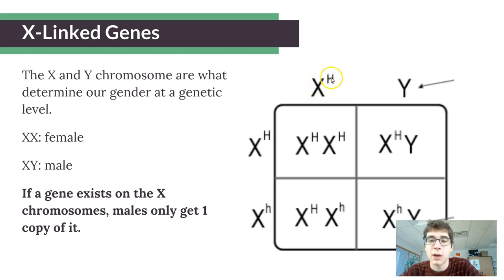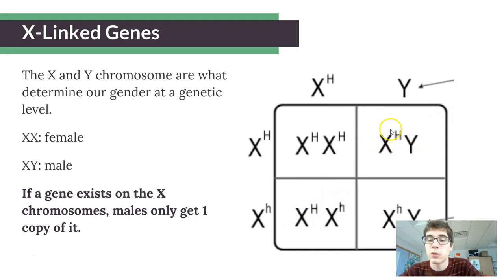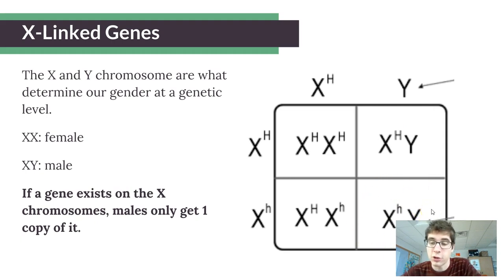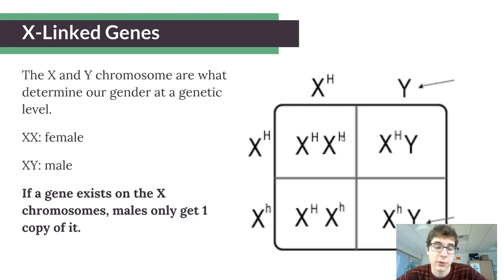So for all of his daughters, he's going to give this X capital H here, and mom's going to give X capital H or X lowercase h. So we do the cross, and we see that we have one daughter who's going to have hair. We have a second daughter, like mom, who's going to be a carrier. We have a boy who's going to have hair, and we have a boy who's going to be going bald at an earlier age. So these are all the different possibilities, and that is what happens when we have a gene that exists on the X chromosome. Males only get one copy of it because the Y chromosome has a whole different set of genes.